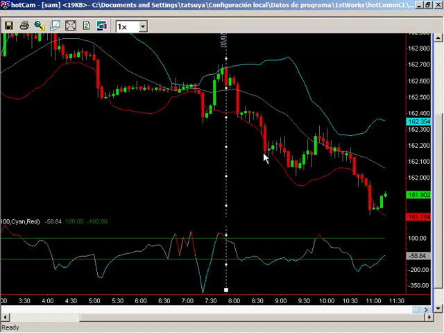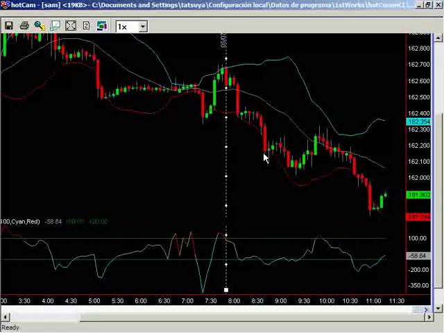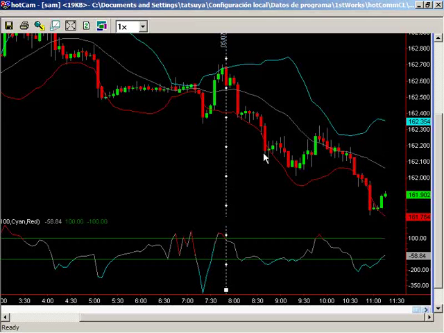Their target, they're going to get out a part of their position when price hits the lower band, and then they're going to use the moving average as a trail stop. So they would get out of the rest of their position a bit lower, where you can see prices go back up through that declining moving average.